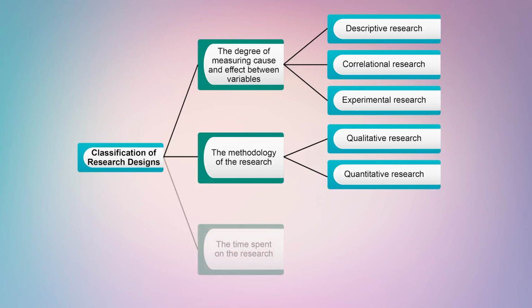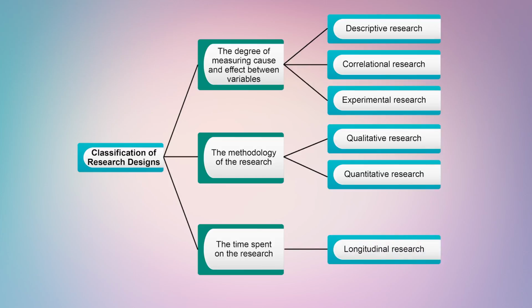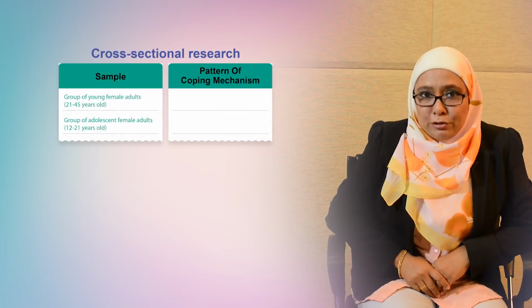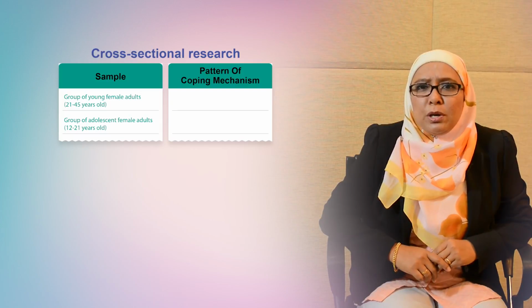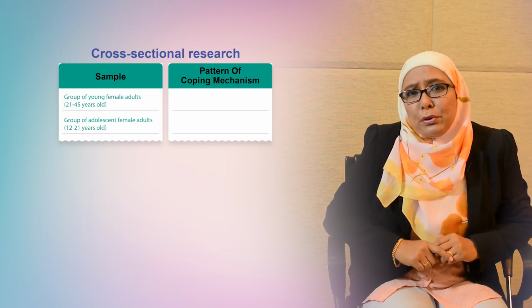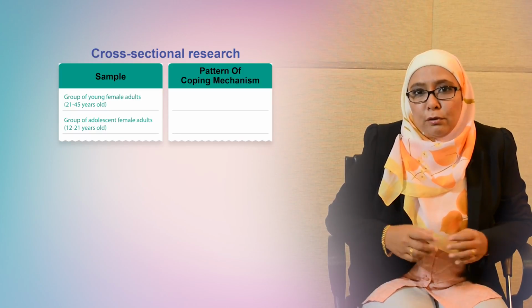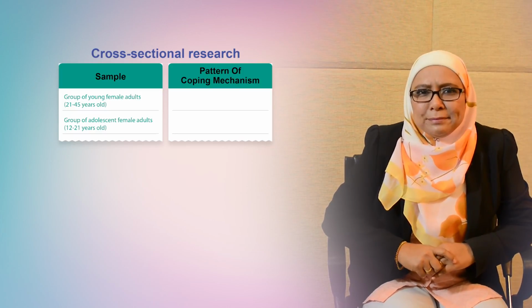And the last, the time spent on the research, whether it is a cross-sectional research, longitudinal research, or sequential studies. Let me explain further about these studies or research. Remember that you want to answer a question of how do female teenagers cope with puberty. In cross-sectional research, you only have to take or measure the variables that you are studying once at one point of your research duration. For example, in this case, coping mechanism.